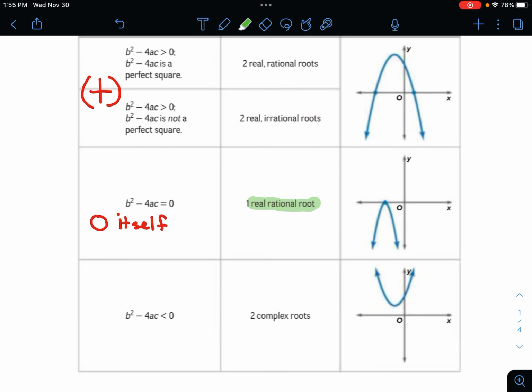If it was positive, then we see that it's going to hit the x-axis twice. That's why it's got the two real roots. If it's 0, then it's only going to touch the x-axis. So that's why we only got one real root.